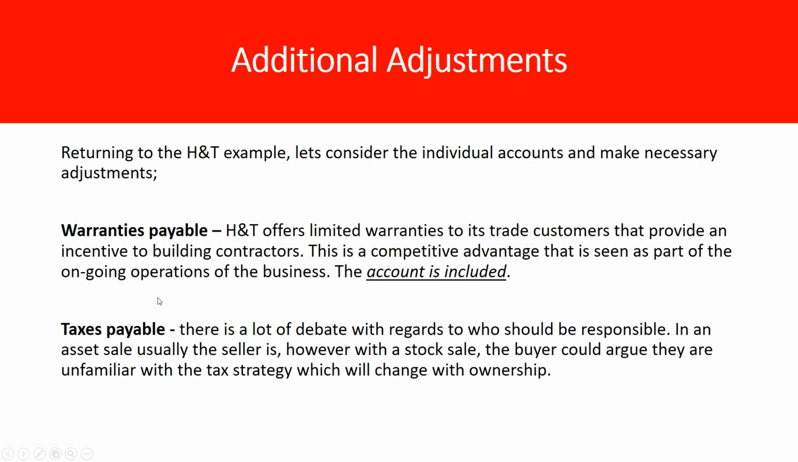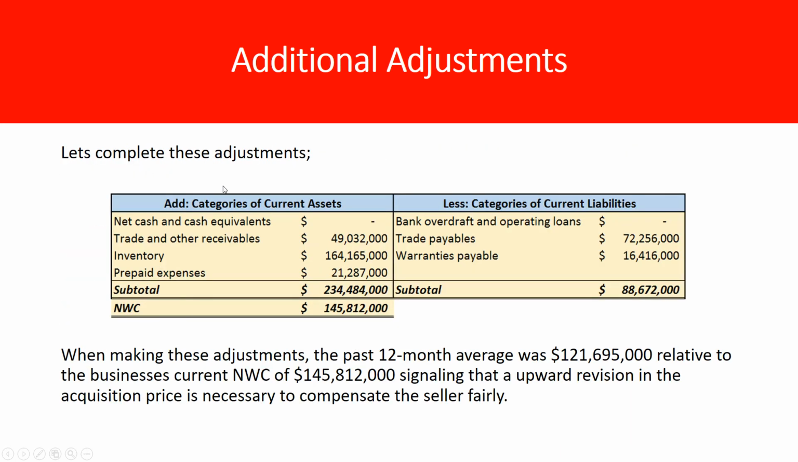So we can now look at the adjustments. Let's complete these adjustments. For categories of current assets, we don't have any net cash and cash equivalents, so we are already excluding that. We include trade and other receivables, inventory, and prepaid expenses. All three of these current asset accounts are relevant to the future operations of the business. Now, for the categories that we are going to include in the net working capital side from a current liabilities perspective, because there's no bank overdraft, it's zero, so we're still excluding that. Trade payables and warranty payables are things that we're including.